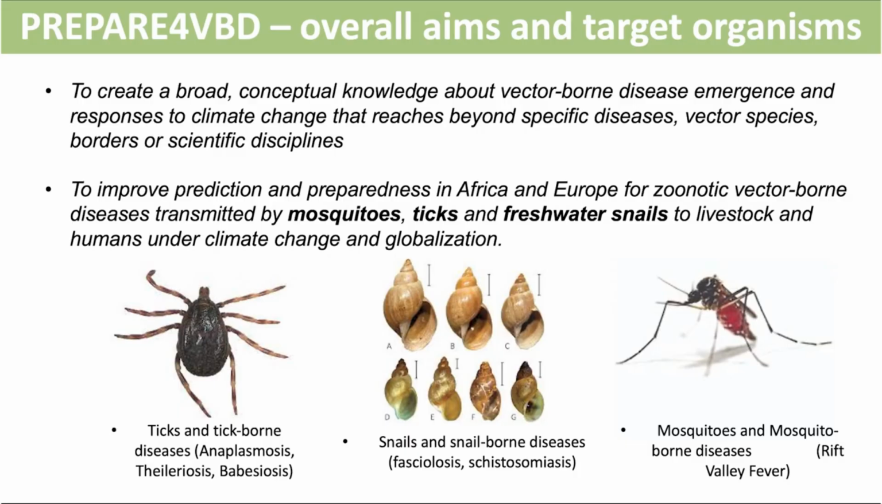The ticks that can transmit anaplasmosis, theileriosis, and babesiosis. A group of freshwater snails that can act as intermediate hosts or vectors of a number of different snail-borne diseases, parasites. And finally, mosquitoes and mosquito-borne diseases, represented in our project by Rift Valley fever.